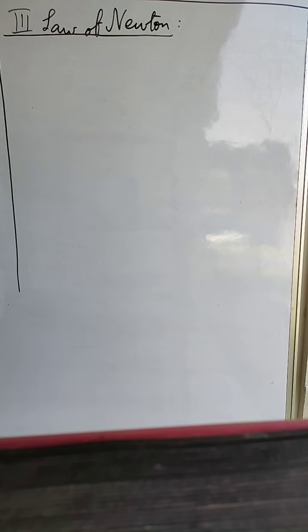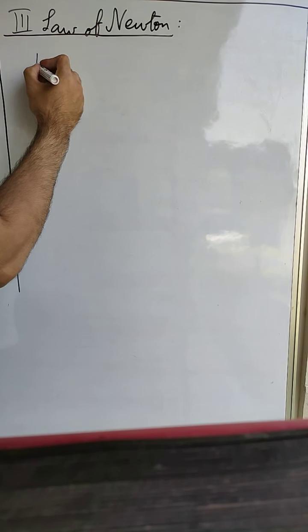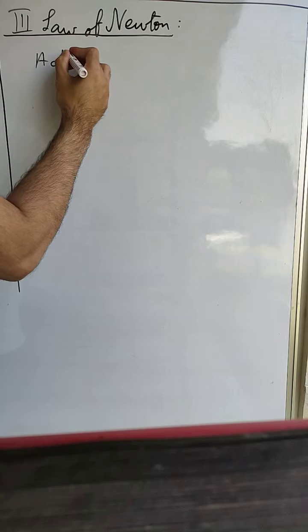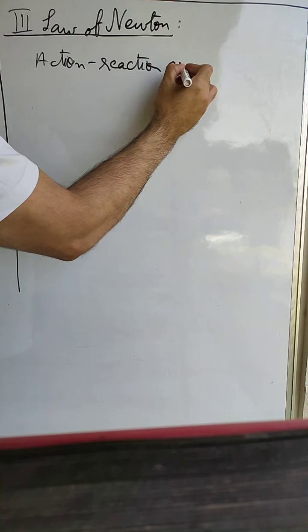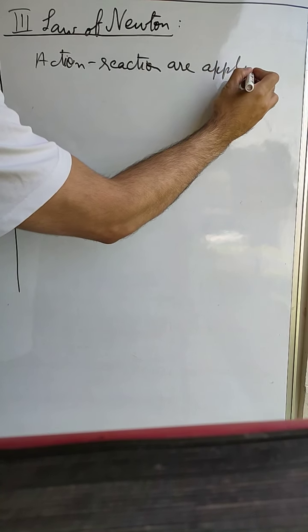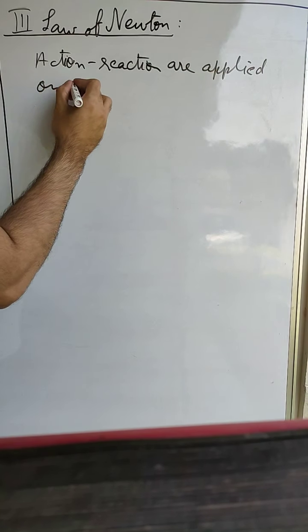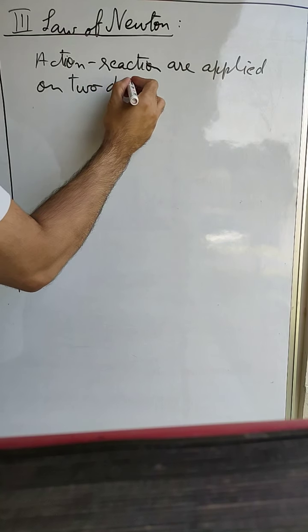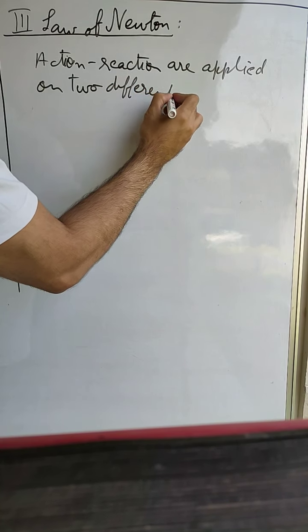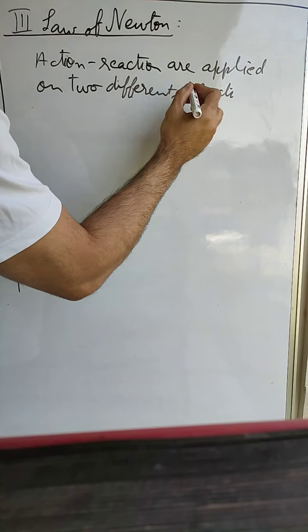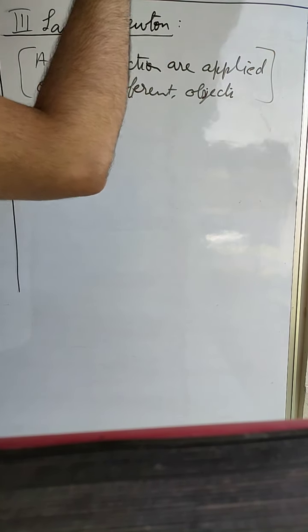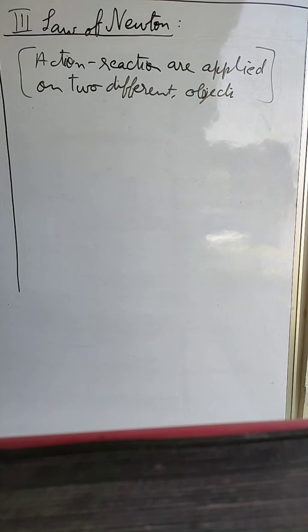So you have to always keep in mind that action and reaction are applied on two different objects. This is the most important thing that we need to understand to understand the third law of Newton. I hope this is clear, so I'll leave you with a question.